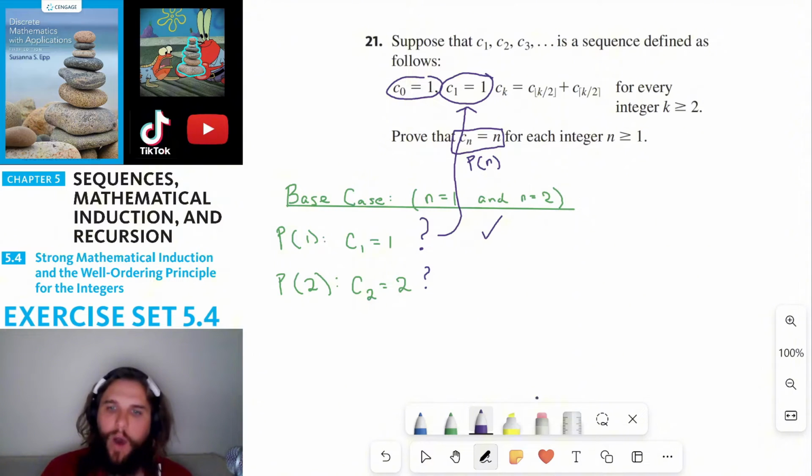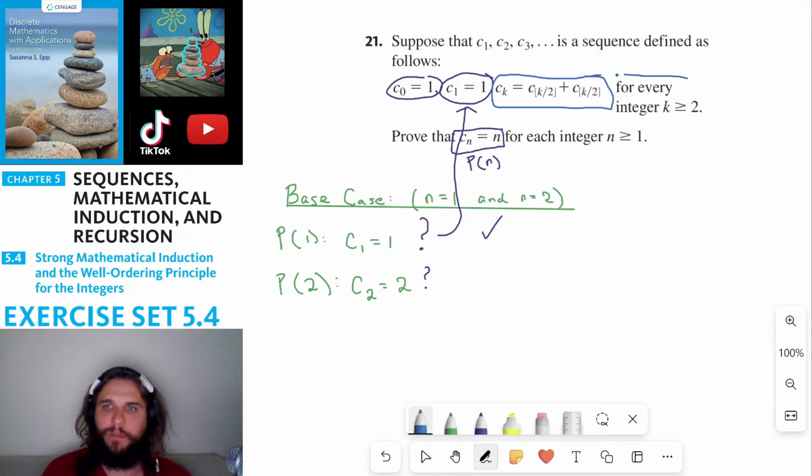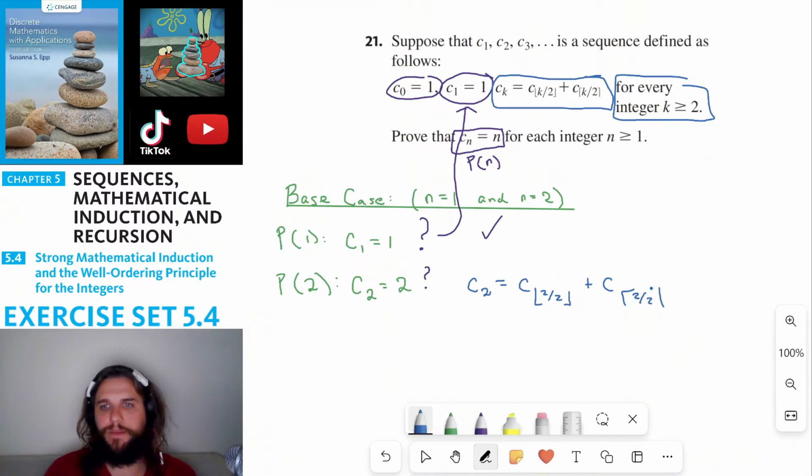Why would that be? Well, what we can do is we can use our recurrence relation here, which can apply for every integer greater than or equal to 2. So that means I can plug in k equals 2 into this recurrence relation to get C sub 2 equals C sub the floor of 2 over 2 plus C sub the ceiling of 2 over 2. Now 2 divided by 2 is just 1. And if you round 1 down, you just get 1. And if you round 1 up, you also get 1. So this says that C sub 2 equals C sub 1 plus C sub 1.